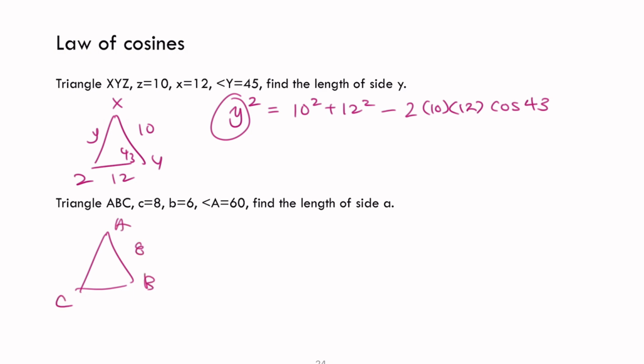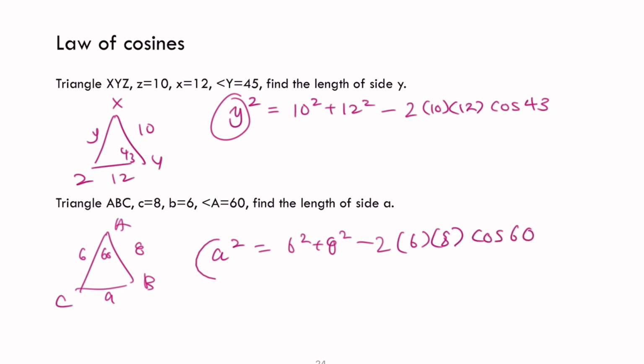And then for triangle ABC, kind of the same thing. c is 8, b is 6, and the angle A is 60. If we're trying to find side a, we can just put a squared here and then do the given side lengths: 6 squared plus 8 squared minus 2 times the side lengths, 6 times 8 times the cosine of angle A, which is 60. And we can just solve that to find a.